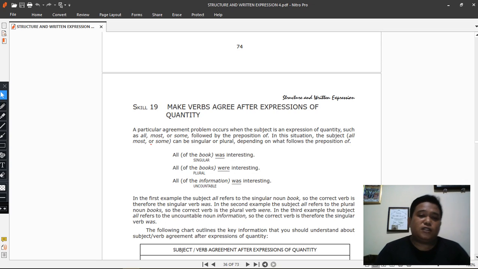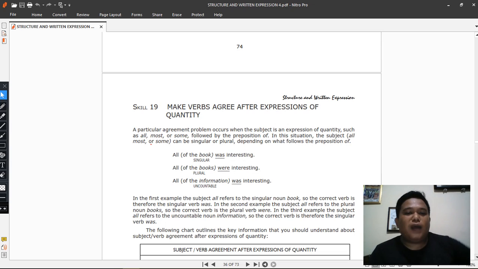Okay, so in the first example, all of the book was interesting. And then the second one, all of the books were interesting. And then the last one, all of the information was interesting.